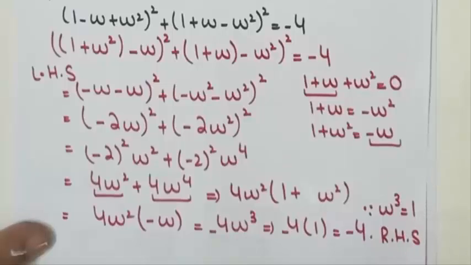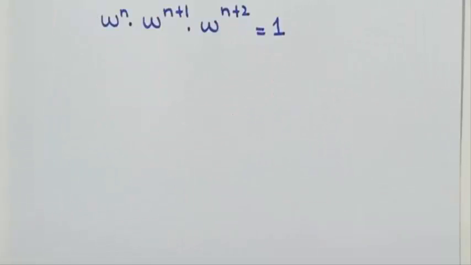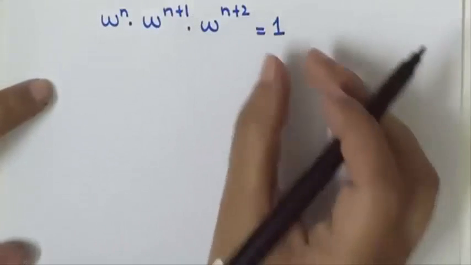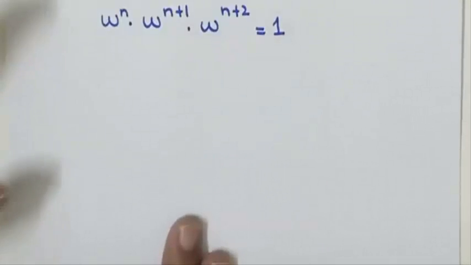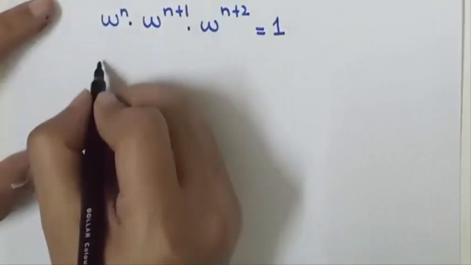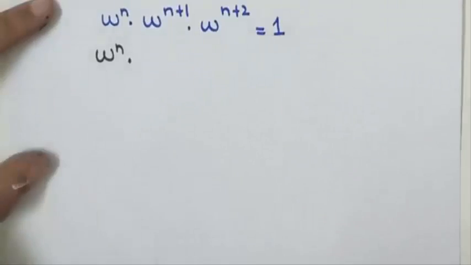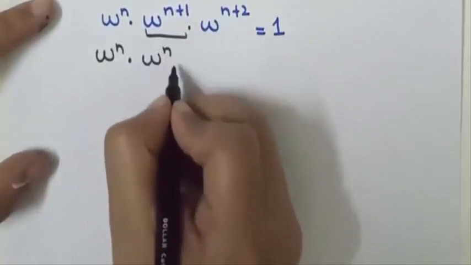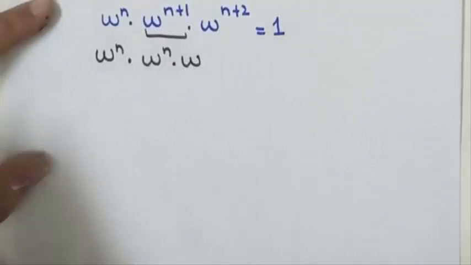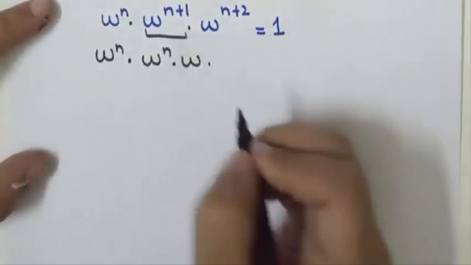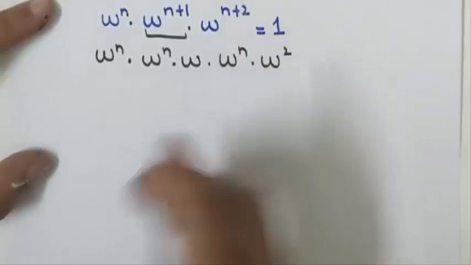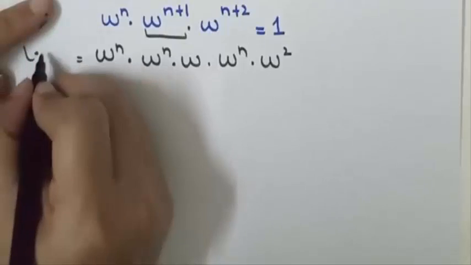So stay tuned. Last one question for this topic is omega n into omega n plus 1 into omega n plus 2. This is equal to 1. So how we can solve it? Omega n plus 1, we can write it as omega n into omega. Then we have a product sign, omega n into omega square. This is the left hand side.